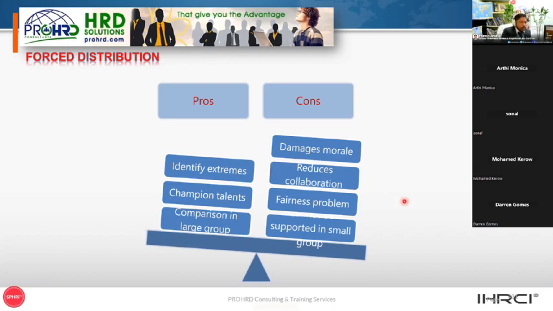You are supposed to be building morale, but you are damaging it. It's a disaster and reduces collaboration. Your core value says teamwork and synergy, all the talking, but you are doing something opposite. There is also a fairness problem, because we have different nationalities and ethnic groups. So how do you bring about justice and support in a small group?